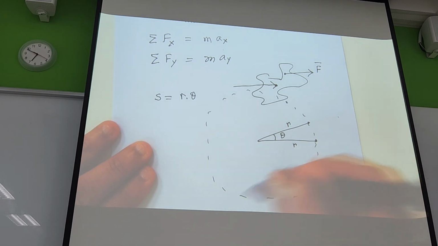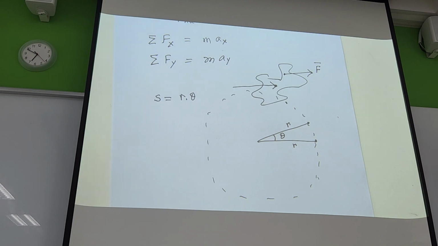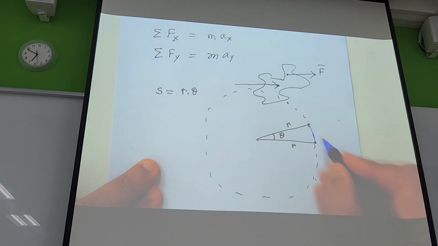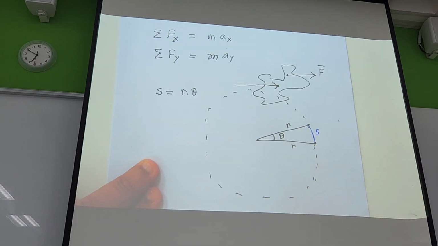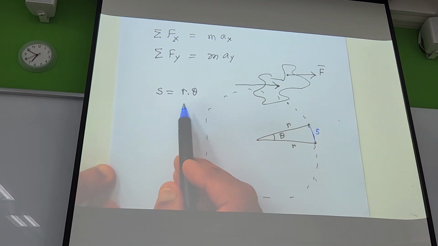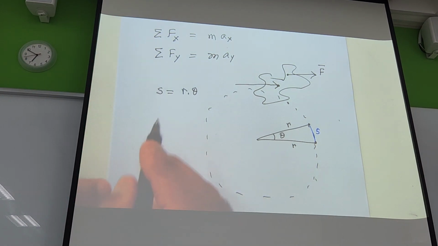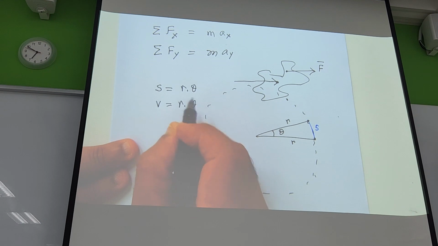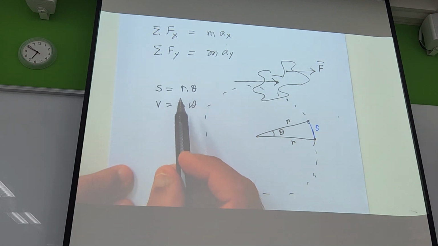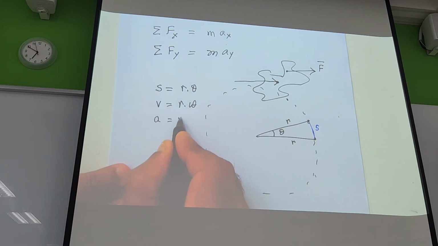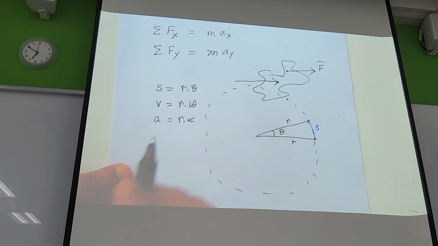So the linear displacement will be here on the circular path, the outline of the circle. So this is your S, linear displacement. Okay. So the relationship between S, R, and theta: we can write S is equal to R into theta. So similarly, the velocity of the particle can be written as R into omega. So when theta is the angular displacement, omega is angular velocity, then acceleration we can write it as r into alpha. Alpha is the angular acceleration.